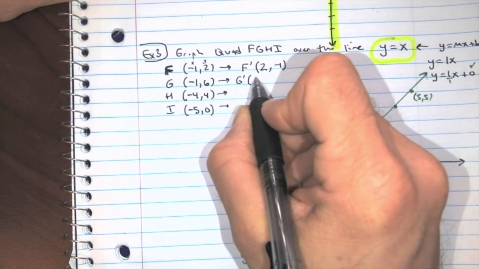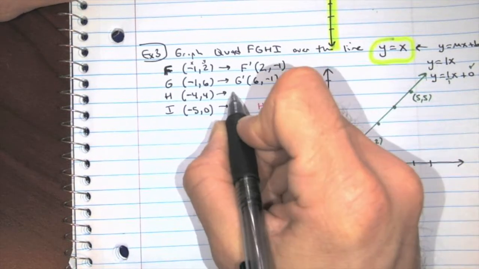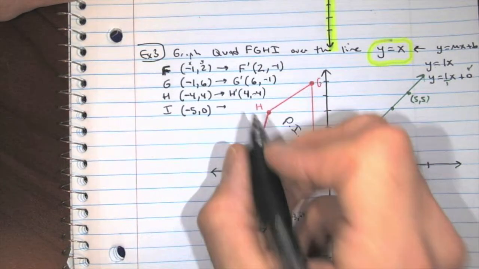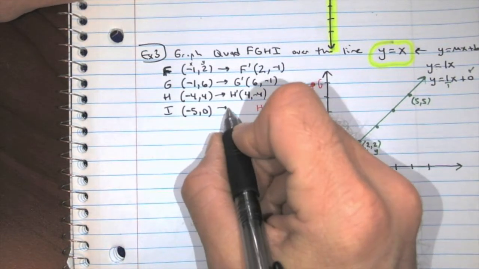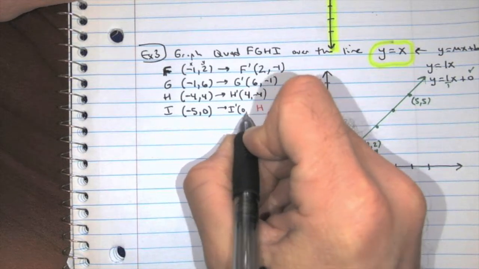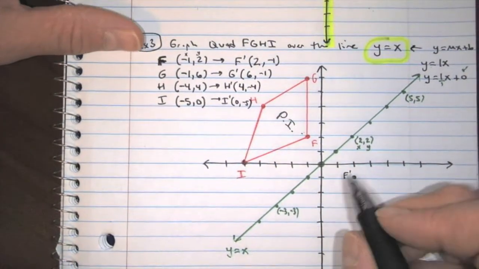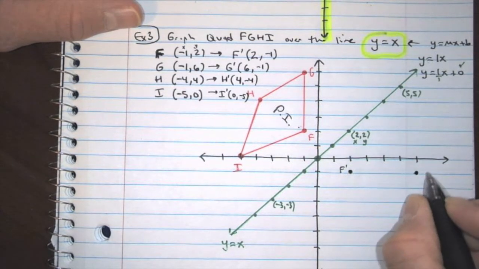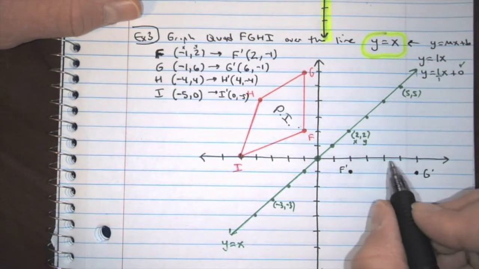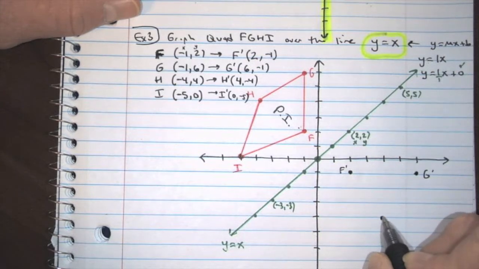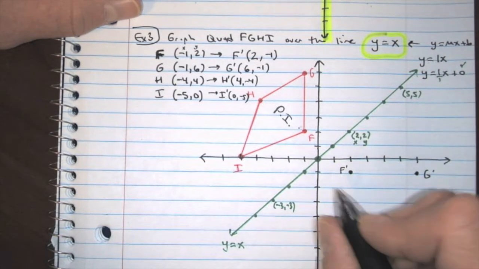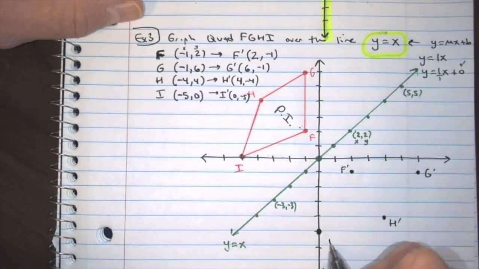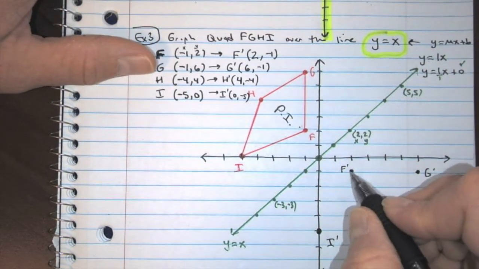Do the same thing with every single one of these. G prime is going to be, well, flip them. That's going to be 6, -1. H prime is going to be 4, -4. Switch the x and the y. And I prime is going to be 0, -5. So 1, 2, 3, 4, 5, 6, down 1. G prime over 4, down 4. H prime over 0, 1, 2, 3, 4, 5, down 5. I prime. Now connect.